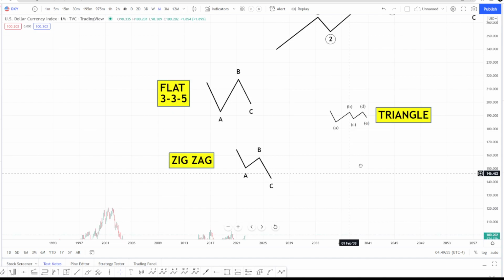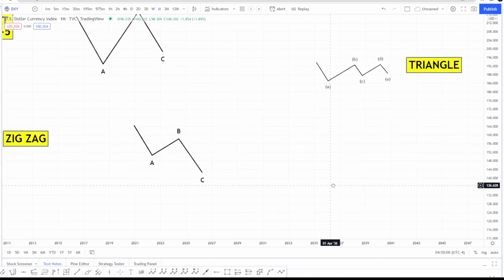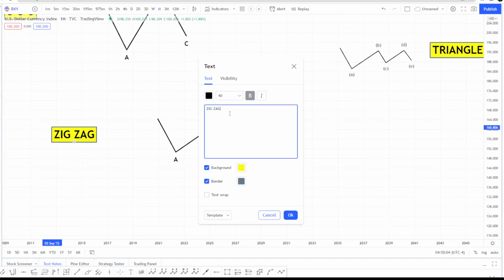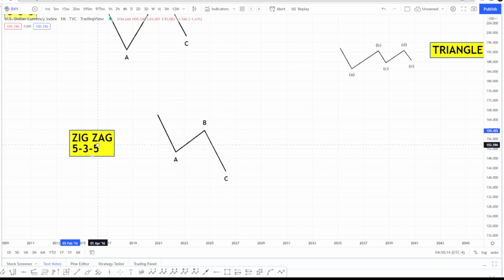Anyway, let's move on to the second form of correction. And what is that? That is a zigzag. And a zigzag we call 5-3-5. That is because the A leg is 5 waves, the B leg is 5 waves, and the C leg is 5 waves. In later videos, we will be going over the Fibonacci and how these waves are correlated to each other and how to project targets. That will be a later video. This is all about getting used to the idea of corrections.